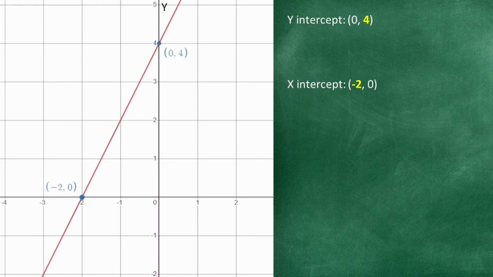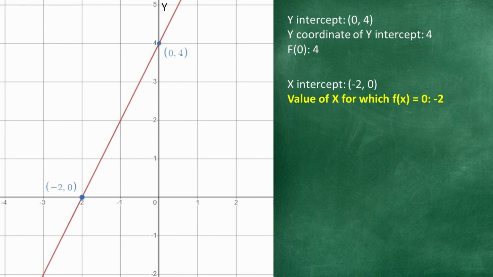So they might ask you for the y-coordinate of the y-intercept, in which case the answer would just be a single value, the 4. They could also ask what is f of 0, which is exactly the same thing as asking what is the y-coordinate of the y-intercept. Now for the x-intercept, they could ask for what value of x will f of x be 0, which is exactly the same thing as asking what is the x-coordinate of the x-intercept. And in this case, again, it would just be a single value, this value right here, the minus 2.